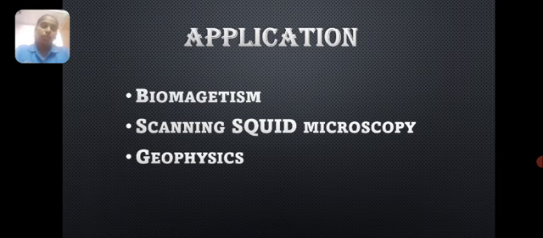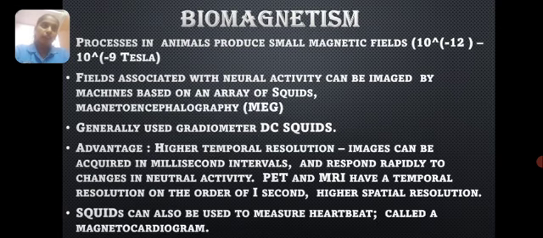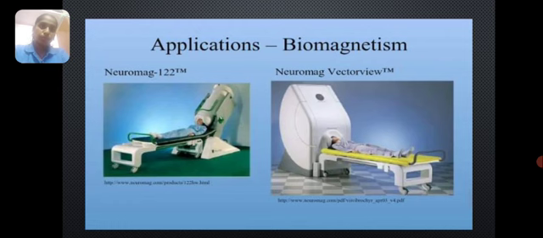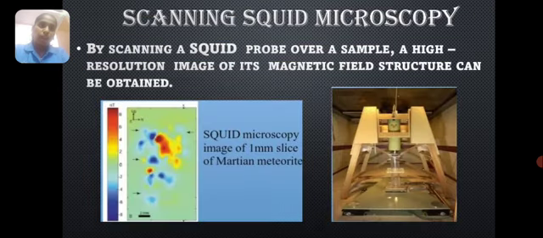There are three types of applications: biomagnetism, scanning SQUID microscopy, and geophysics. Biomagnetism: processes in animals produce small magnetic fields, 10 to the power minus 12 to 10 to the power minus 9 Tesla. Fields associated with neural activity can be imaged by machines based on an array of SQUIDs, magnetoencephalography, MEG. Generally DC SQUIDs are used.